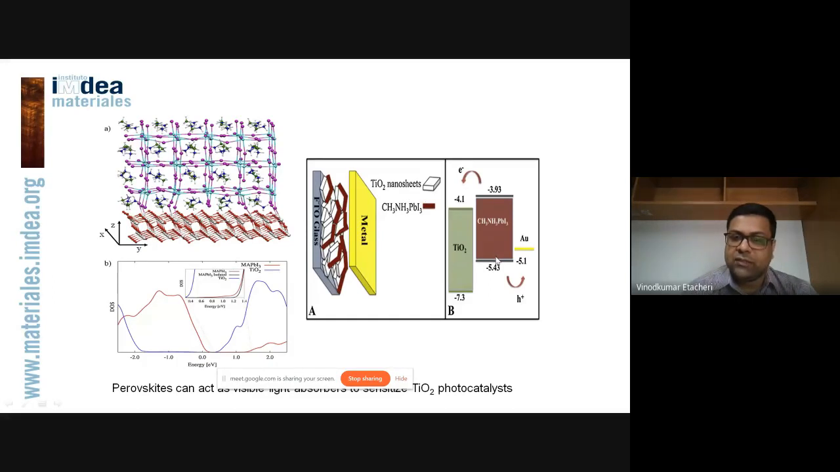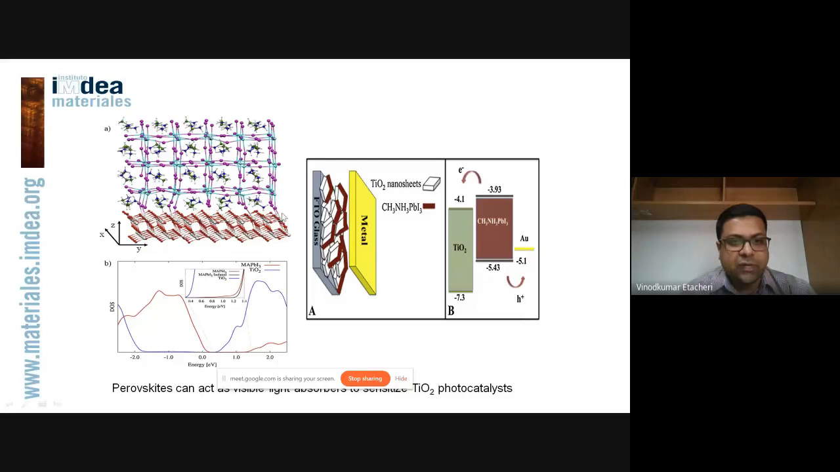In this case, perovskites act as sensitizers. Perovskites absorb visible light and then transfer the electron to TiO2, producing a very high performance solar cell. These kinds of solar cells are one of the new generation solar cells compared to dye sensitization or quantum dot sensitization. This perovskite sensitizing also depends on the perovskite structure and the interface.